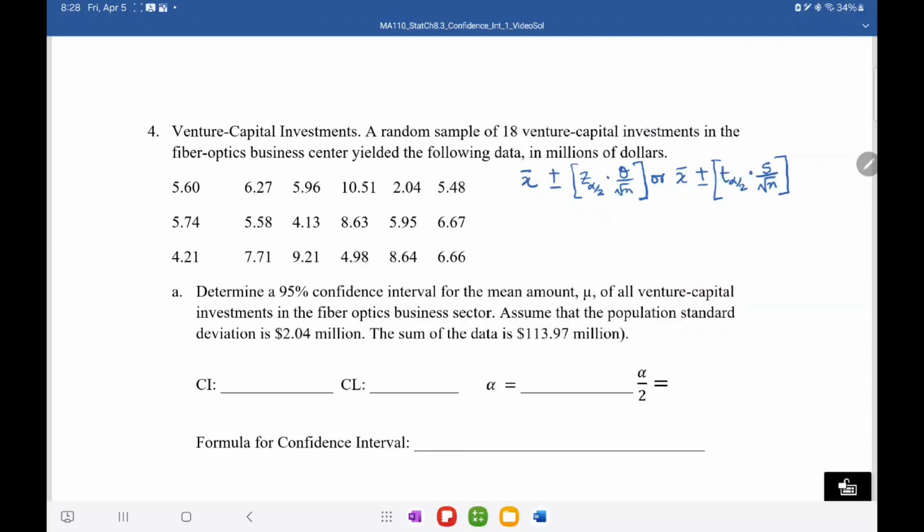So we have the data set provided to us in millions. This problem is about venture capital investments. So let me read through this first, all right? It says venture capital investments is the area of application for this problem. It says a random sample of 18 venture capital investments in the fiber optics business center yielded the following data in millions of dollars.